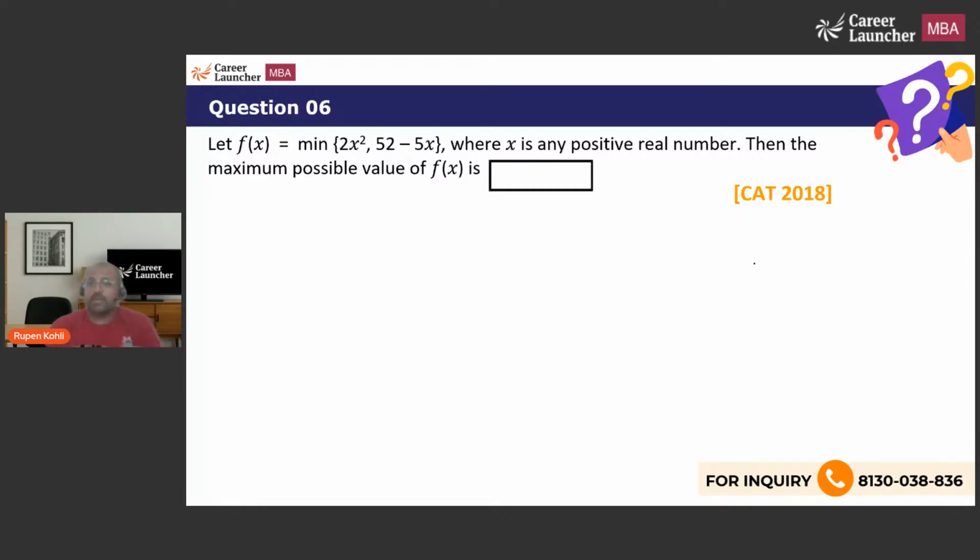As we know, a lot of questions in CAT are now type in the answer type. So let f(x) equal the minimum of 2x square and 52 minus 5x. So these are the two functions, and we have to choose the minimum amongst them. Remember, however, x is any positive real number. So we only have to plot this graph for positive values of x. That is the domain of the function, right? Then what is the maximum possible value of the function?